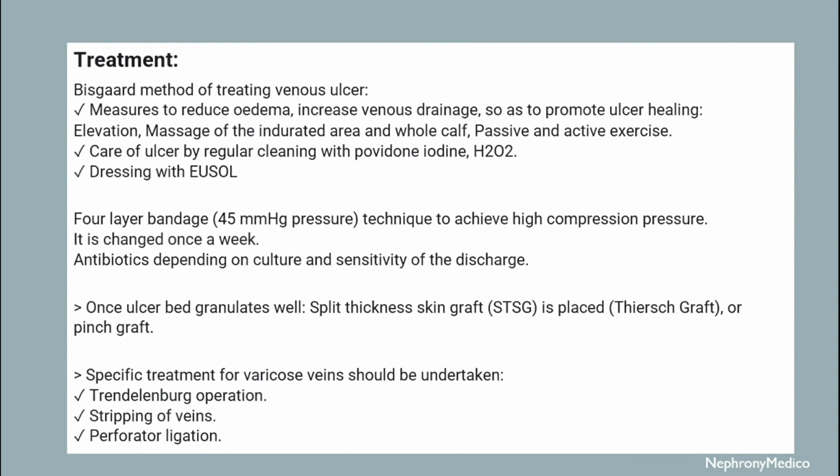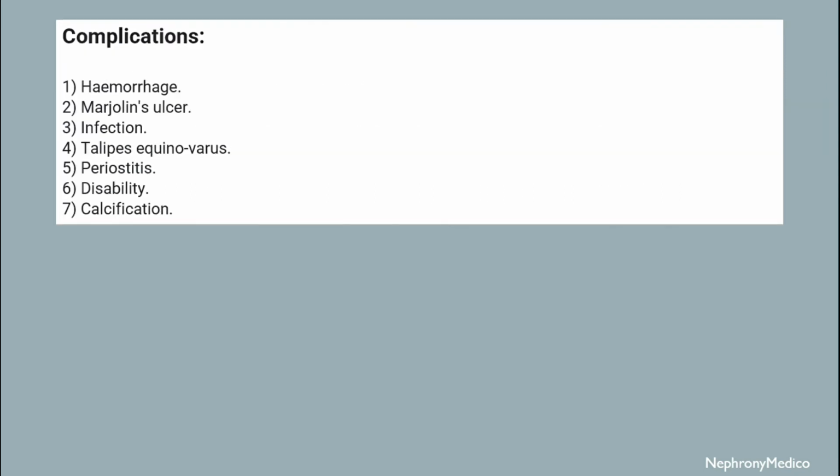Once the ulcer bed granulates well, a split thickness skin graft or pinch graft may be placed. The specific treatment for varicose veins should be undertaken, which includes Trendelenburg operation, stripping of veins, perforator ligation, etc. The complications: hemorrhage, Marjolin's ulcer, infection, talipes equinovarus, periostitis, disability, calcification may be seen.